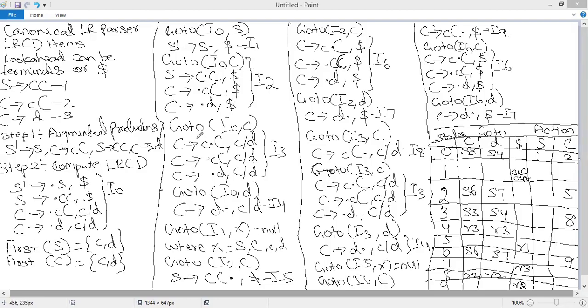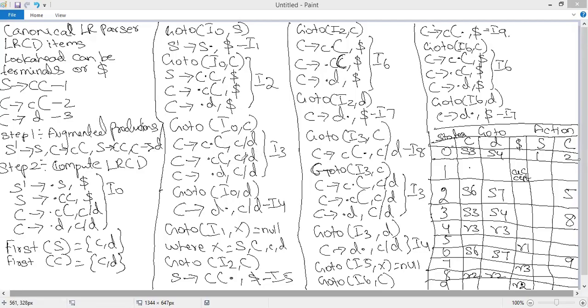Next, go to of I naught comma terminal C. Why is it go to of I naught comma C? Because after this dot terminal C is there. So C tends to C dot non-terminal C. You see here C dot non-terminal C comma. What is the look ahead symbol? C comma D, C or D. Then after this dot non-terminal C is there. Non-terminal C tends to dot terminal C non-terminal C slash C comma D.